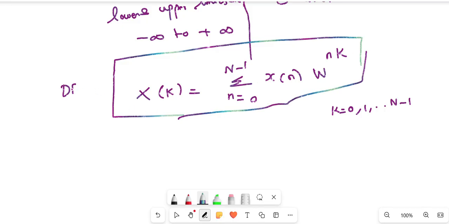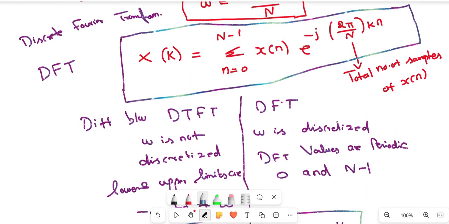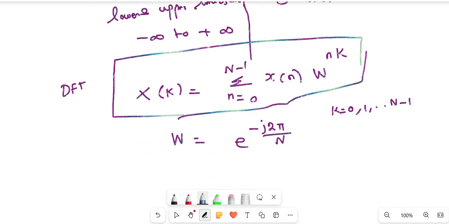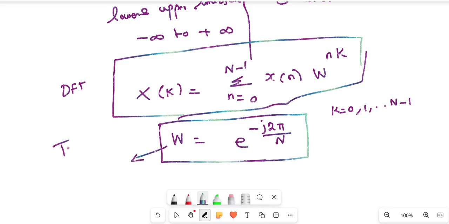This is the DFT equation, where W is equal to e power minus j 2 pi by N, so W sub N to the power nk. This e power minus j 2 pi by N is called W. This W is called the twiddle factor in DFT. This twiddle factor plays a vital role.